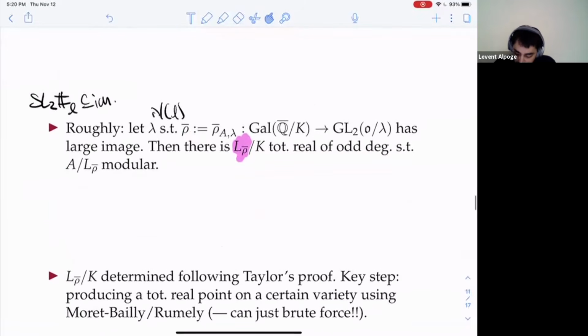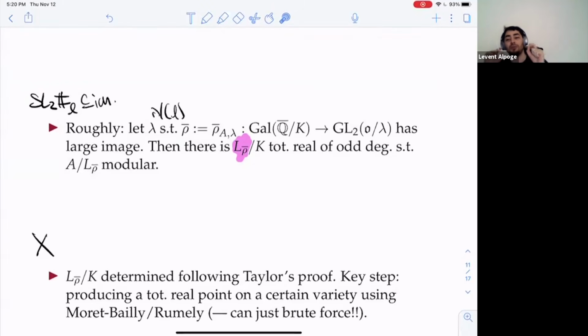Now we need to understand, given rho bar, so let's say we have lambda and rho bar in our hands, how does the extension L_rho bar depend on rho bar? How do we produce it? Given rho bar, we can determine L_rho bar as follows. We just follow Taylor's proof, and Taylor's proof is explicit except for one step. There's a step where you construct a moduli space of abelian varieties again, and we call it X. I'm going to simplify just to summarize why Taylor has to do this and what he does. Let's take modularity lifting theorems as a black box and act like the only question of modularity is whether or not your residual representation is modular.